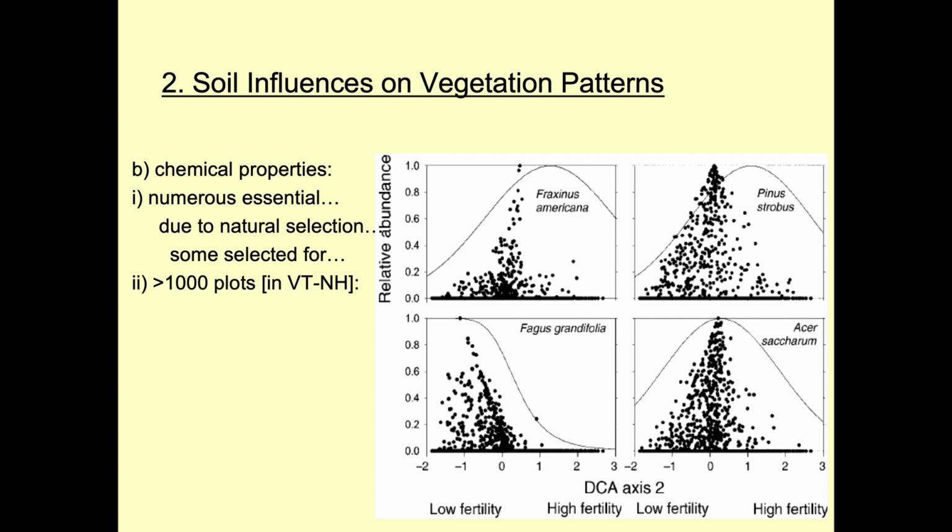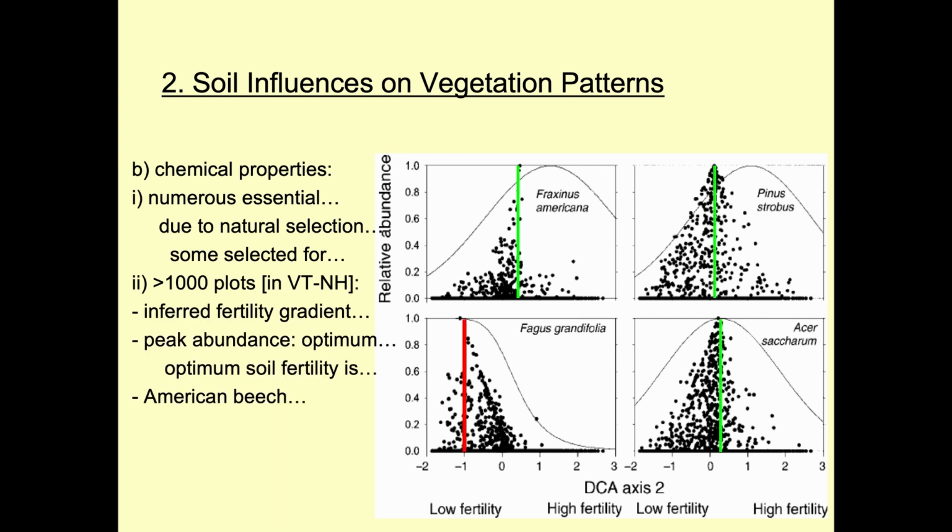So in those 1,249 forest plots, American beech on the bottom left, Fagus grandifolia, had its optimum at a low fertility level. Now, white ash, Fraxinus americana, white pine, Pinus strobus, and sugar maple, Acer saccharum, they have their optimum at a higher fertility level. So we have these three species in the green line having a higher fertility optimum, and only American beech had a lower nutrient optimum. So this seems to go against natural selection.